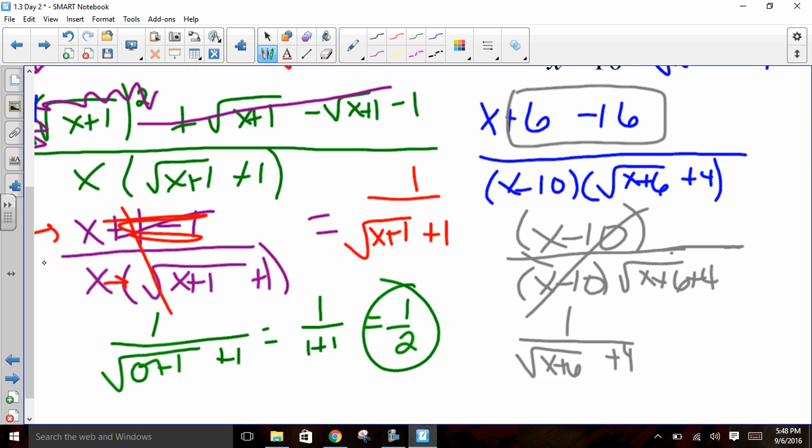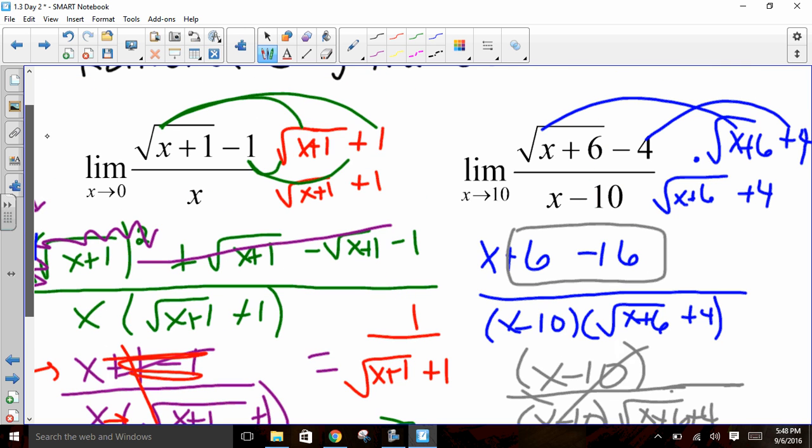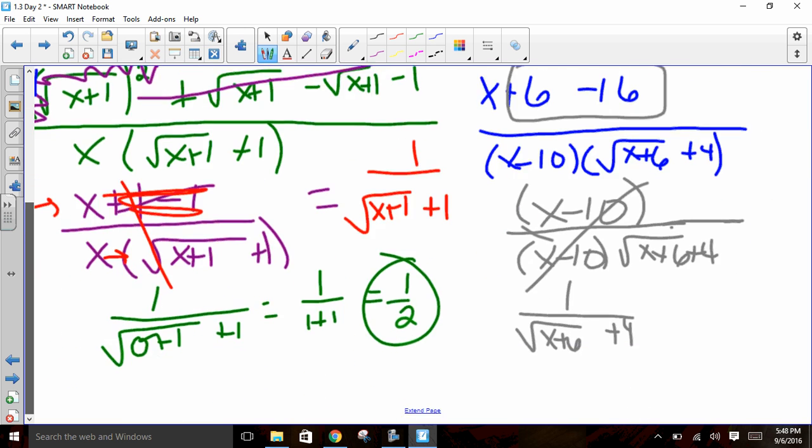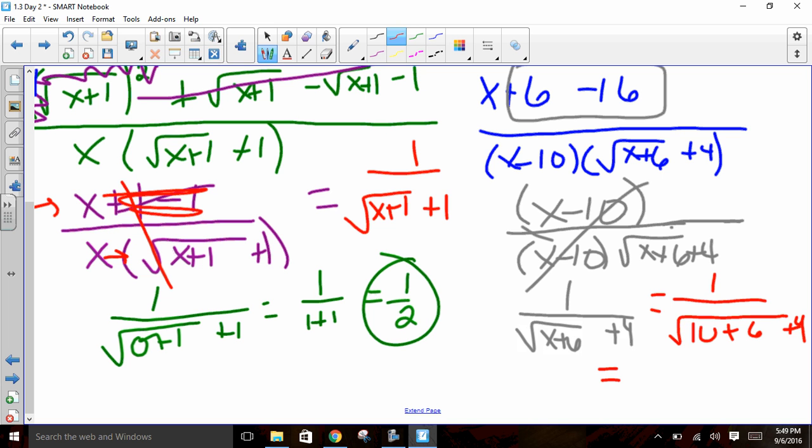Okay, so we've rationalized that numerator, so we'll plug in the value. We were looking for when x was 10. So 1 over the square root of 10 plus 6, plus 4. 10 plus 6 gives me 16. The square root of 16 is 4. So I get 1 over 4 plus 4, which is 1 over 8.